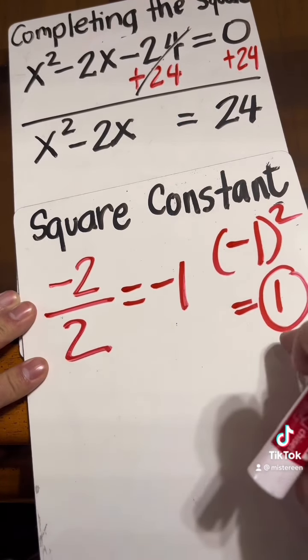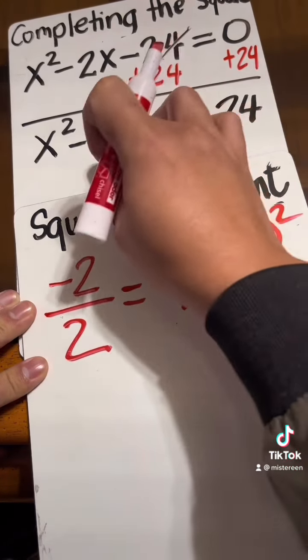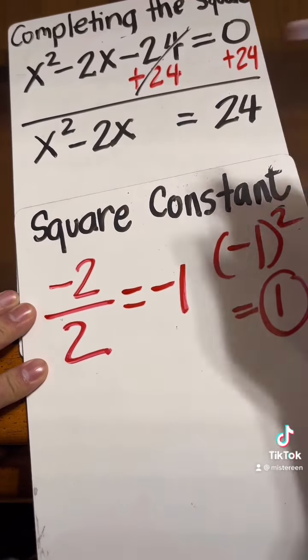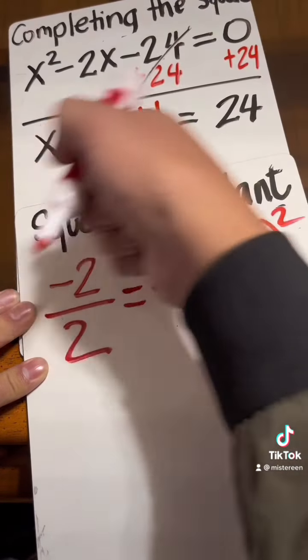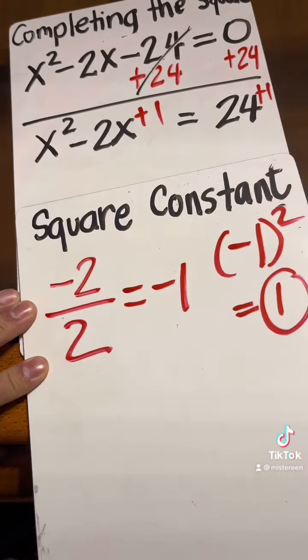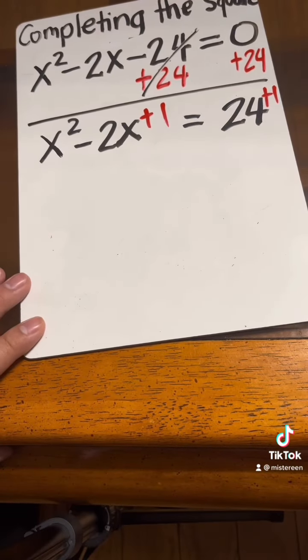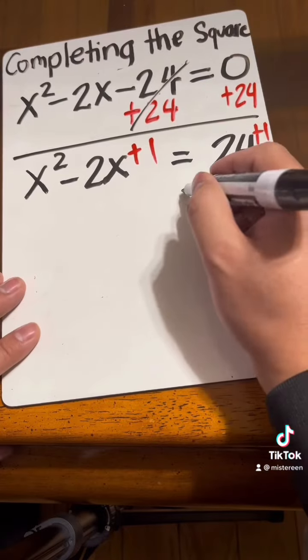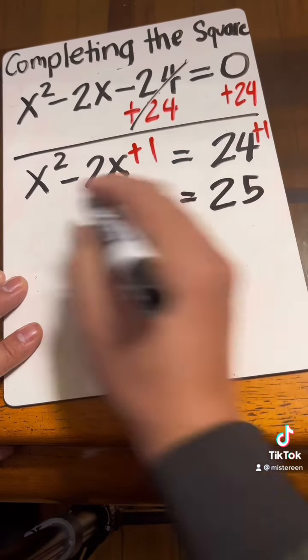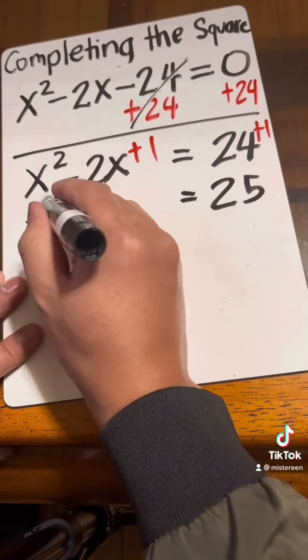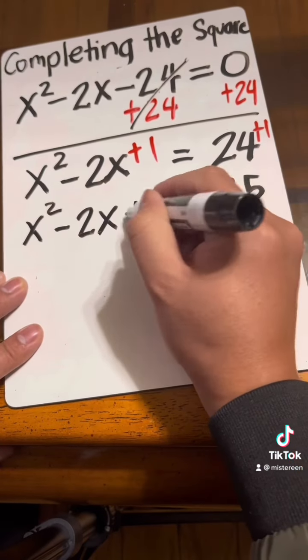All you have to do is add that square constant to the left and right side. So I'm going to add positive 1 in here, on the left side, and positive 1 on the right side. You add the square constant to both sides. So now let's simplify. 24 plus 1 is 25. And then we can bring this down: x squared minus 2x plus 1.